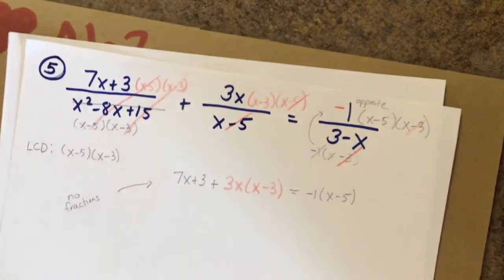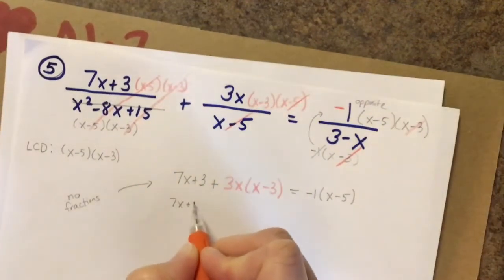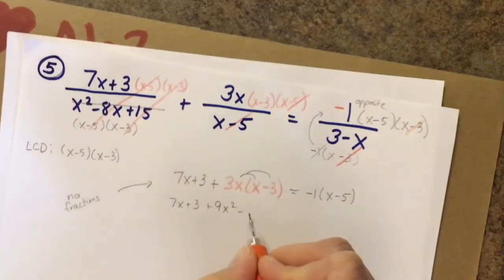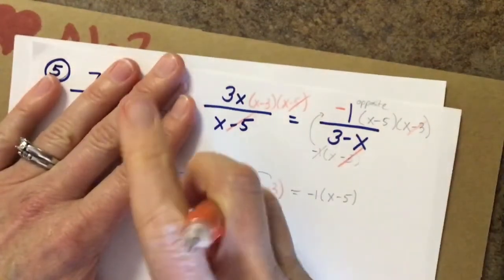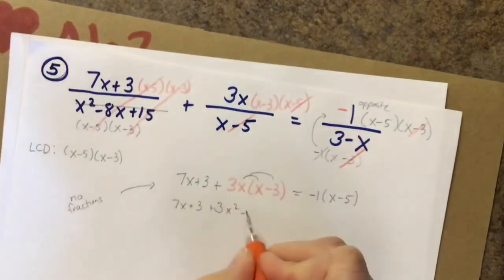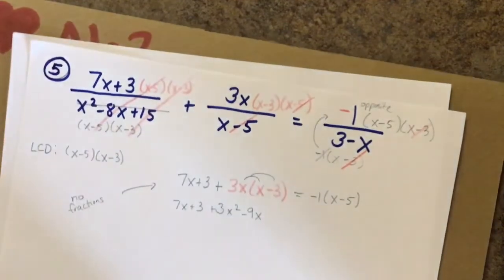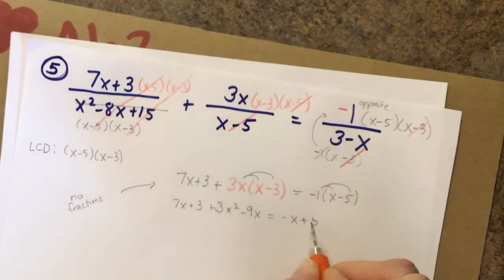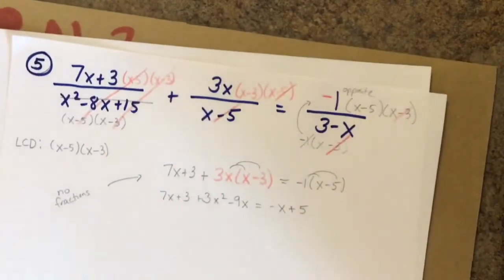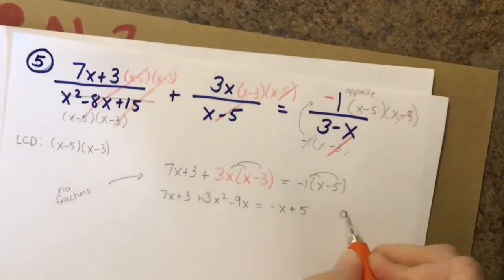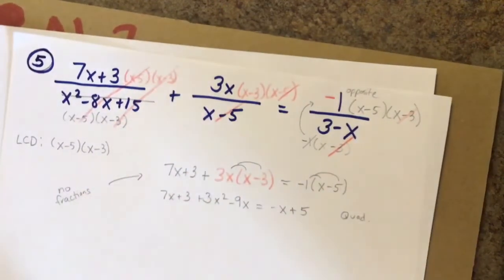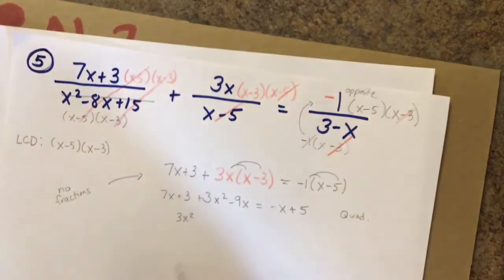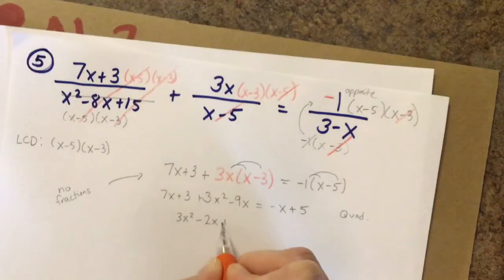Okay, so what do I do? Well, looks like you have to distribute. 9x squared minus 3x squared minus 9x. Then here I distribute my negative 1, so negative x, double negative, plus 5. Now what? Ooh, this is quadratic. So I'm going to set it equal to 0. All right. First, let me get this side looking good. 3x squared minus 2x plus 3.